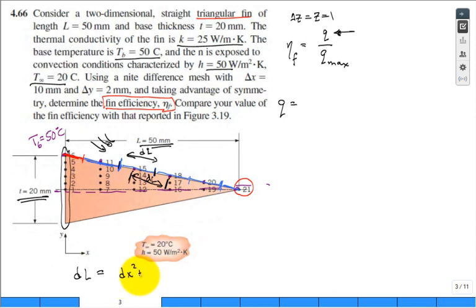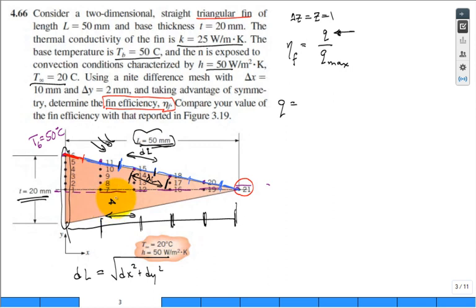the square root of dx squared plus dy squared, where the spacing dx, x goes all the way out to 50 millimeters, right? But you have 1, 2, 3, 4, so you have 5 subdivisions, and so this delta x right there, dx, is going to be 50 divided by 5. Isn't it going to be 10 millimeters?